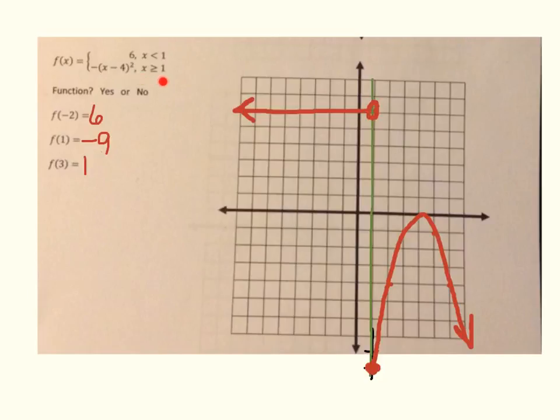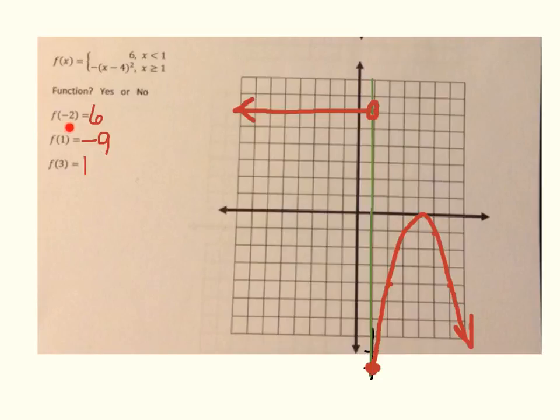When x is greater than or equal to 1, I've graphed the function negative parentheses x minus 4 squared, and that's this parabola right here. It goes through the point 0, 4, and over 1 down 1, over 1 down 3, over 1 down 5. That should be a pattern that you're familiar with. Over 1, down 1, over 1, down 3, over 1, and this would be down 5. It'd be down here somewhere.